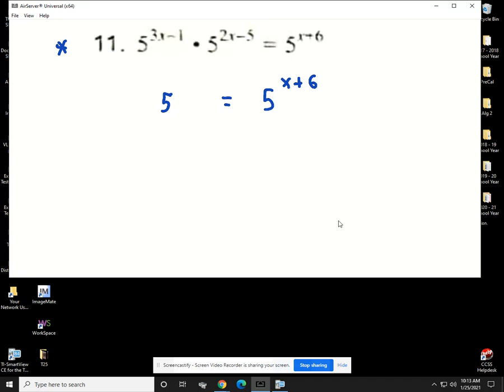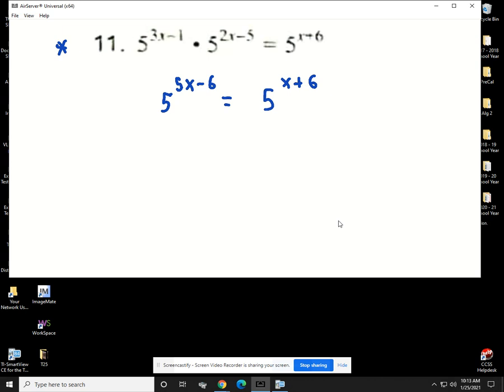So how would I combine those? What's 3x and 2x give me? And what does negative 1 and negative 5 give me? So those combine to get 5x minus 6. So we made those bases the same by combining those exponents, and that left me with 5 to the 5x minus 6 equals 5 to the x plus 6. I didn't have to do anything on the right side, did I? No. So what's the deal now?